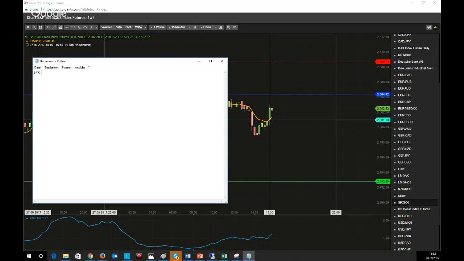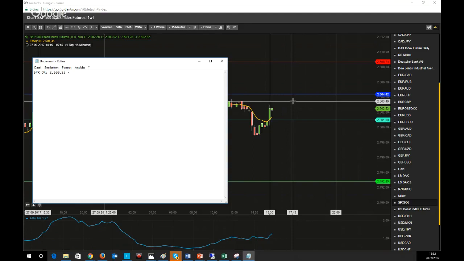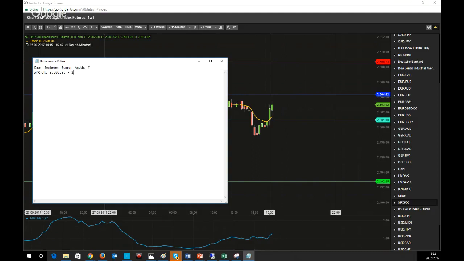So SPX open range, it's 2,525. And now that's the only problem, that the high right now is 2,503.50. I'm sorry, 2,503.50. So right now the open range is only 3.25 points. That's not enough. So we still need another 2 points at least here on the upside in the next 20 minutes of trading to have an open range which justifies a long engagement.